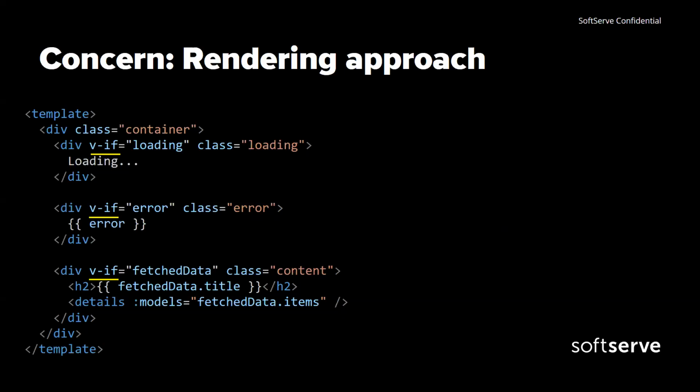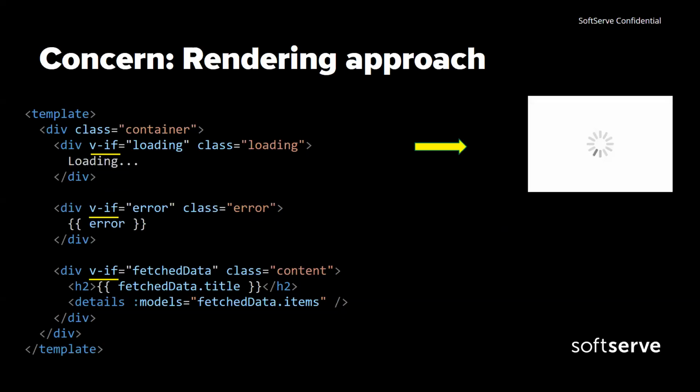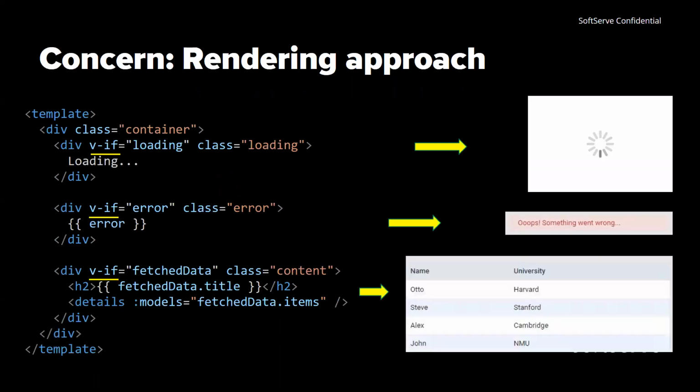If you have several states, you can have a loading state, an error state, and a fetched data state. On the first step, while the data is loading, you can show something like a spinner or busy indicator, to show it's loading. If something went wrong, you can show a message, oh, unfortunately. And at last, when the data is loaded, you can show the data itself. In our case, it's a table of students and their universities.